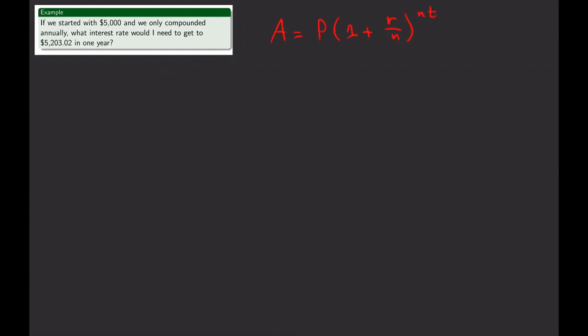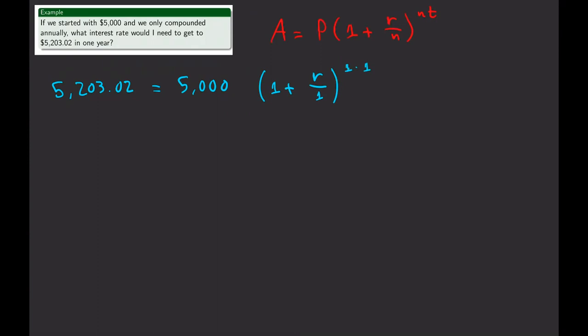Well, A is our final amount, right? And we actually know what our final amount is. It's 5203.02. P is how much we start with, and we know that that's 5,000. 1 plus R, R is what we're trying to find. We don't know what R is, so we'll leave that as the variable. N is 1. We're compounding annually. That's stated in that problem statement right there. N is 1 again, and then T is 1. We're going over 1 year.